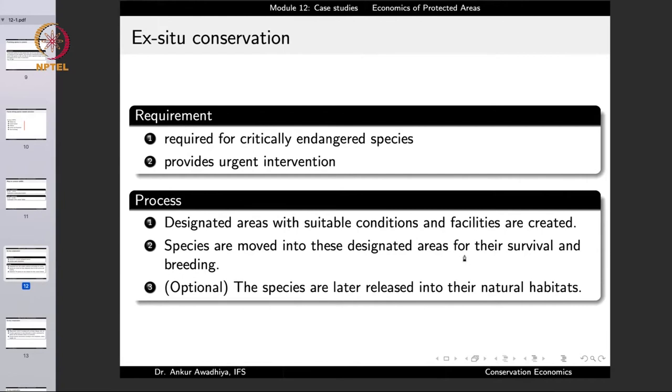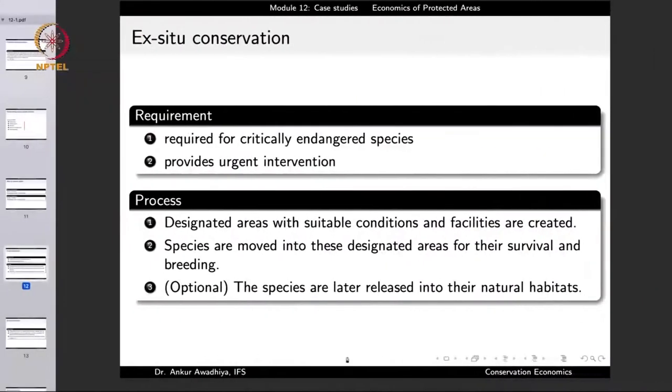And in a number of cases, we also do ex situ breeding of these animals, the captive breeding of animals. So what is done is that these animals that are critically endangered are brought into these zoos and allowed to breed. And when the population goes up, then it is also possible that we can later release them into their natural habitats. So that is ex situ conservation.